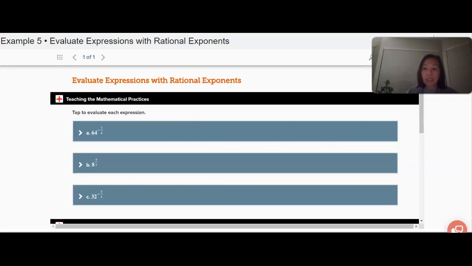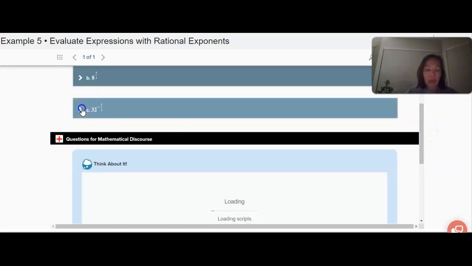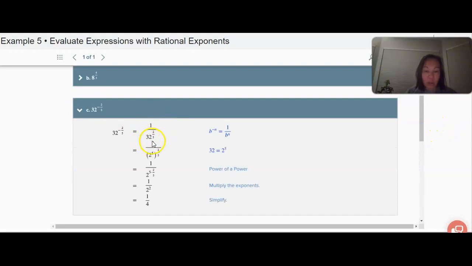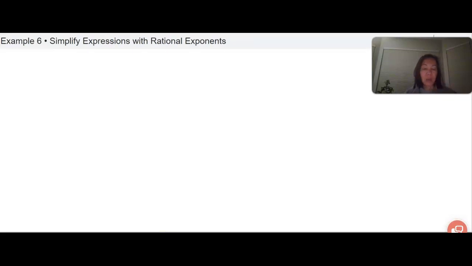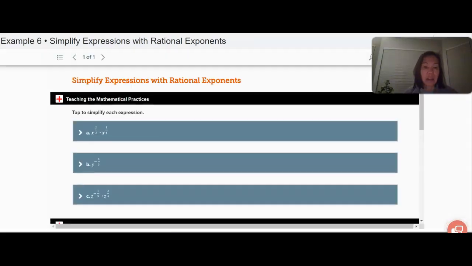And then again, same thing with this last one. We have a negative exponent, so that's 1/32 to the 2/5. Now this one, again, there's several ways we can do this. We can rewrite this as a radical, or if you recognize that 32 is 2 to the 5th, then it's 2 to the 5th to the 2/5 power. And when we raise a power to a power, we just multiply the exponents. So that's another way we can do this. Again, there are several different ways, and we'll work through some in class together.